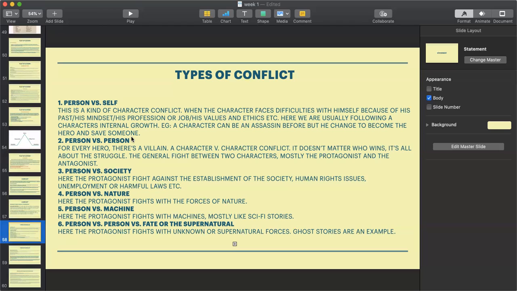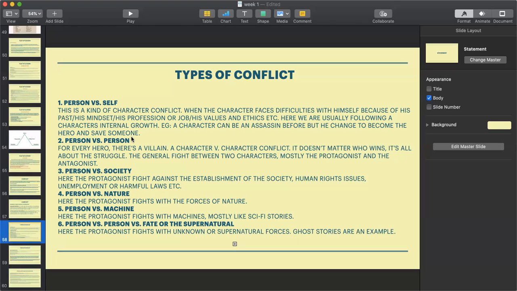So there is this robot who comes from the future, right? And he's coming from the future and killing everyone. So that is when the characters are fighting against him, right? There are other different sci-fi stories also, movies also, where this kind of conflict is shown. The sixth type is person versus fate, or supernatural, like ghost stories.